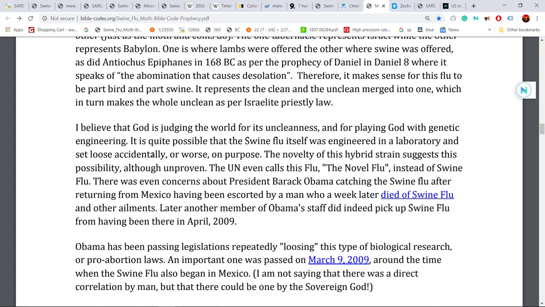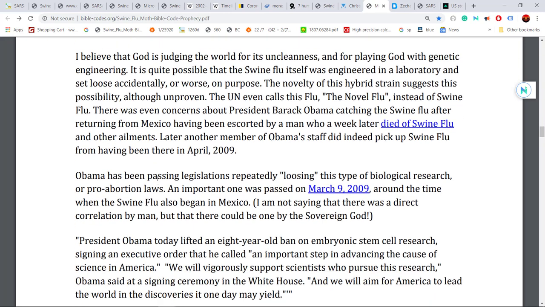Anyways, let's continue. I believe that God is judging the world for its uncleanness and for playing God with genetic engineering. It is quite possible that the swine flu itself was engineered in a laboratory and set loose accidentally, or worse, on purpose. The novelty of the hybrid strain suggests this possibility, although unproven. The UN even calls this flu the novel flu instead of swine flu. There were even concerns that President Barack Obama caught the swine flu after returning from Mexico, having been escorted by a man who a week later died of swine flu and other ailments. Well, does that not remind you of current events with Trump? Anyways, later another member of Obama's staff did pick up swine flu from having been there in April 2009.